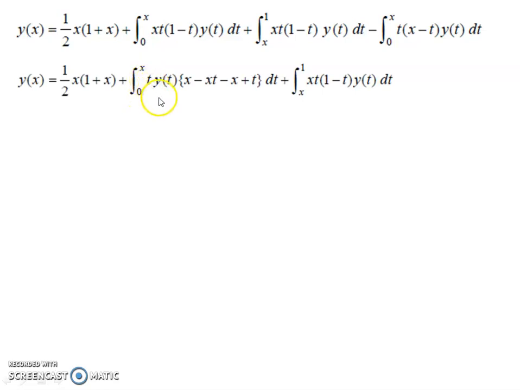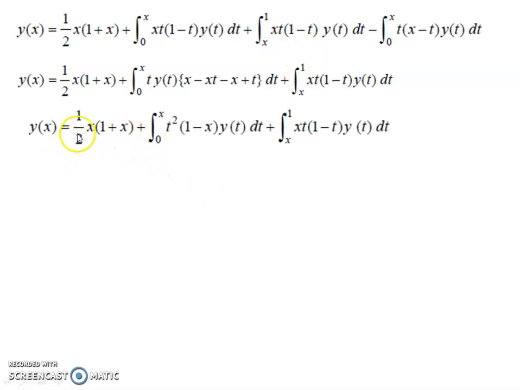Then combining the integral from 0 to x, x t into y(t), 1 minus t, and minus t into x minus t, y(t) dt. So t into y(t) we take common. This is x minus xt minus tx and minus t square. So I take t as common, x minus t as such, and the remaining part as such. So we see 1 by 2 x into 1 plus x, plus the integral from 0 to x of t square 1 minus x y(t), and from x to 1, xt, 1 minus t, y(t) dt.